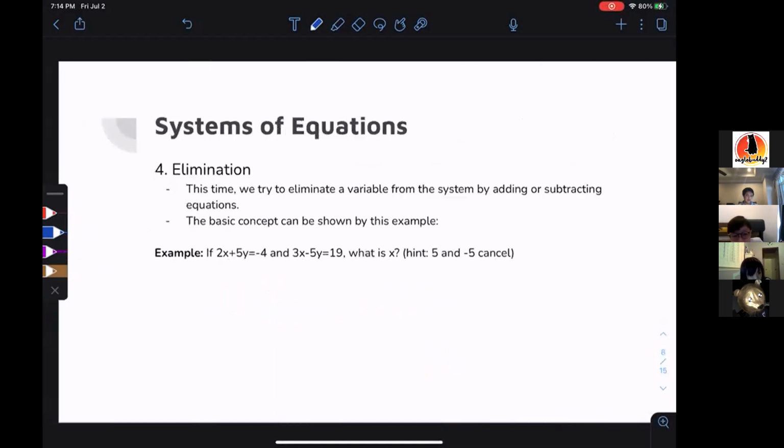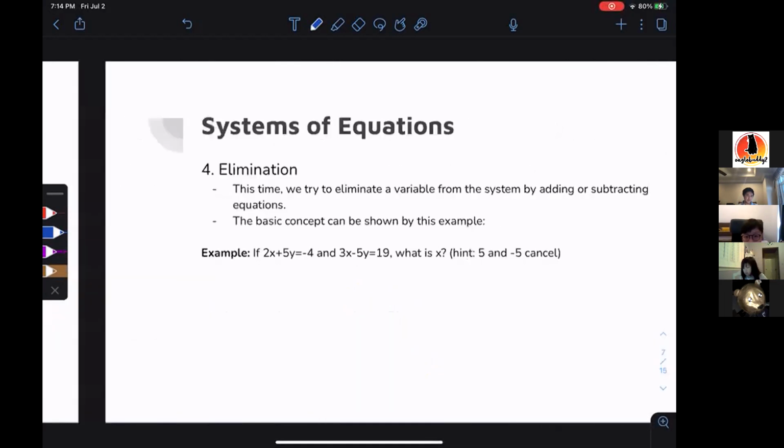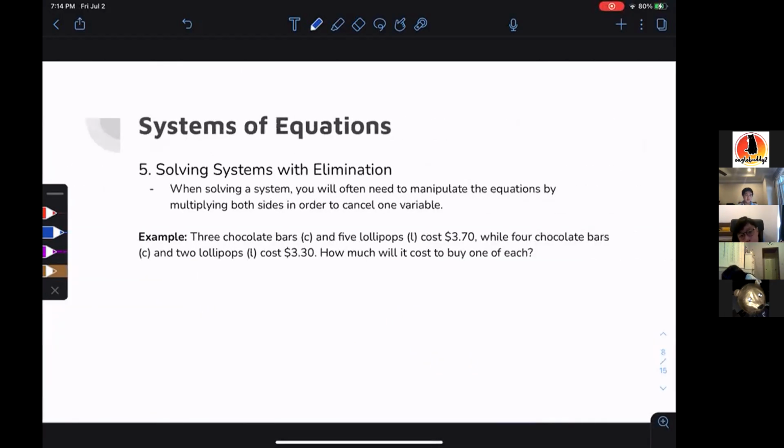All right. So on to our next example. Solving systems with elimination, and like I said, you'll need to manipulate the equations often to make coefficients match so you can add or subtract and eliminate one variable.